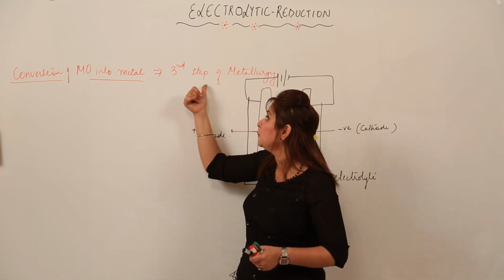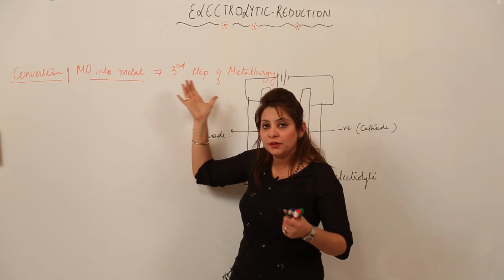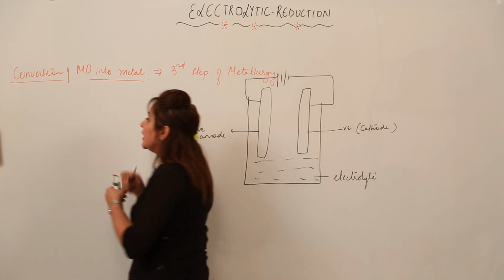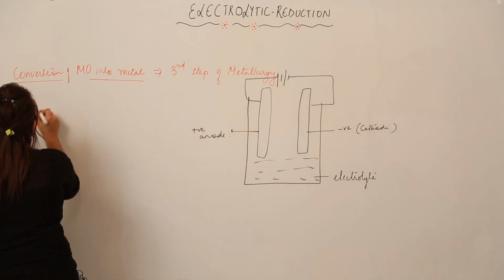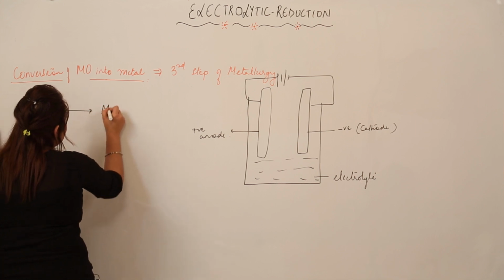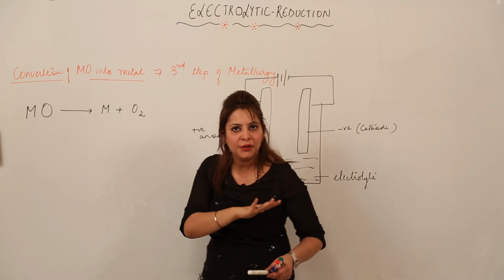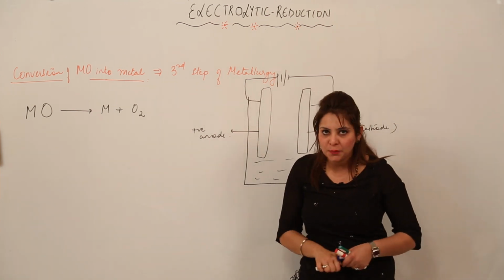It is actually the third step of metallurgy, which involves the conversion of metal oxide into metal. That means at the end of the reaction, this metal oxide will be reduced to the metal and oxygen. That means the metal will get separated and the oxygen will get separated.